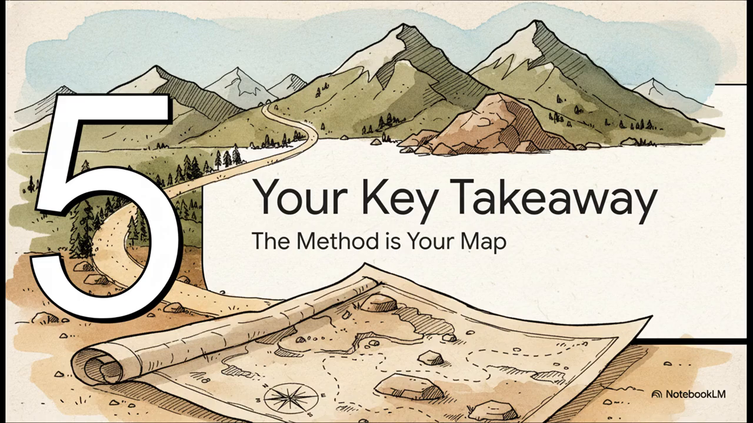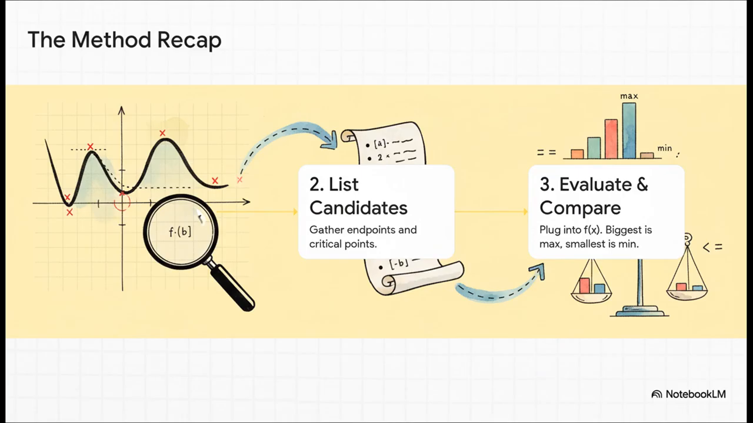It's that this 3-step method is your map. It is the most reliable way to find the absolute highest and lowest points on any function's trail, as long as it's on a closed interval. Let's just nail this down one last time. Step 1, find your critical points. That's where the derivative is 0 or undefined. Don't forget undefined.